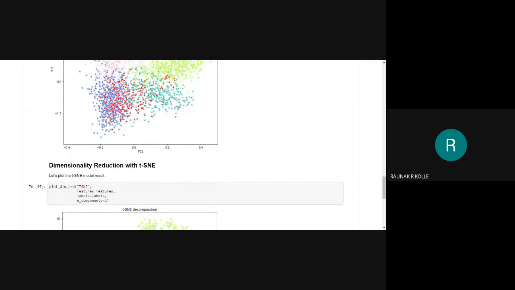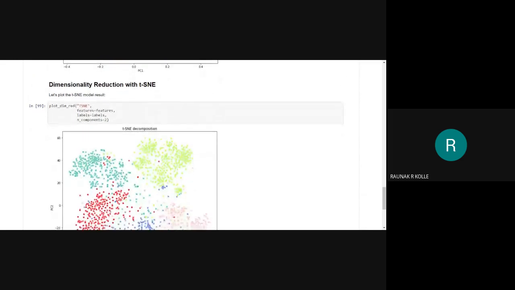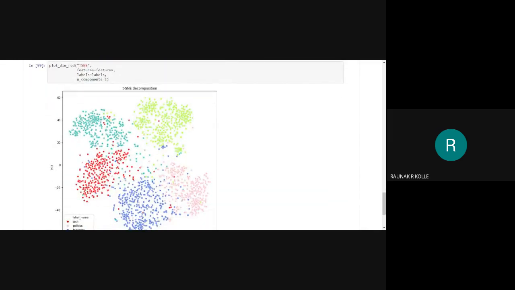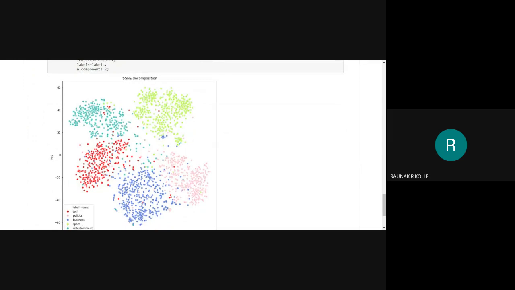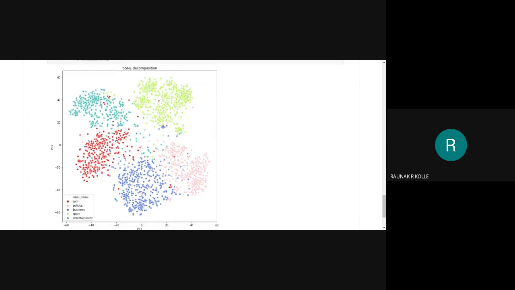We then perform the dimensionality reduction with TSNE, plotting the graph for the same. We can distinguish the five categories more clearly in this graph, where we have the red spots for technology, pink spots for politics, dark blue spots for business, green spots for sports, and light blue spots for entertainment.